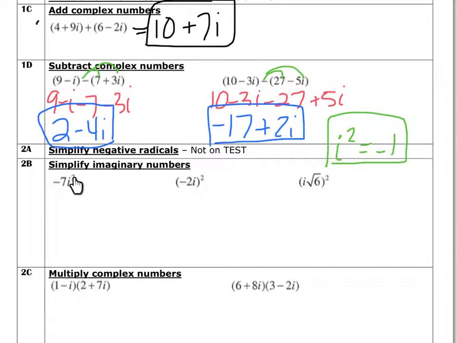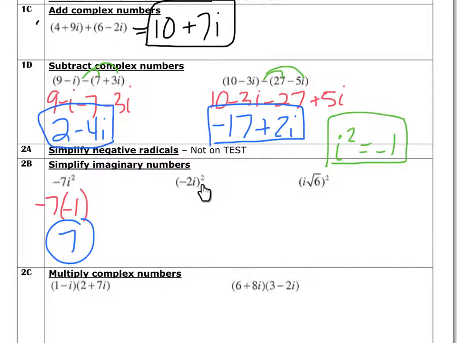Now be careful, this squared is just with the i. So what I'm going to do is just keep the negative 7 there, but I'm going to replace i squared with negative 1. Then you just simplify. This is multiplication. There's no plus sign here. It's negative 7 times negative 1, which gets you positive 7.